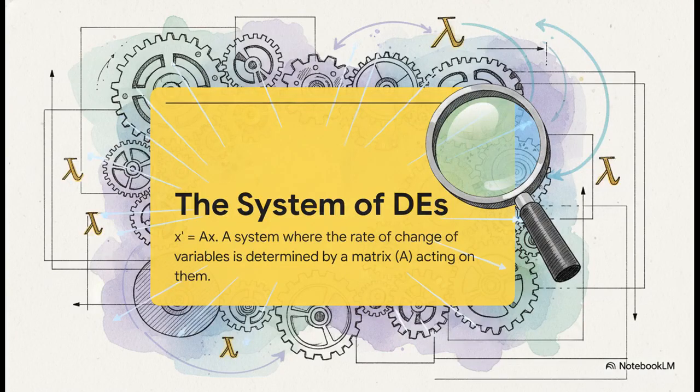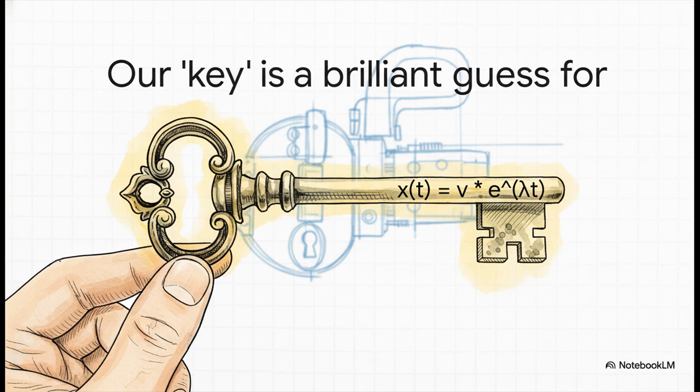Okay, so let's get on the same page. What exactly is our locked door? It's this, a system of linear differential equations all bundled up nicely in matrix form as x prime equals Ax. All this really means is that the rate of change of our variables is just based on their current values, all mixed together by that matrix, A. And here it is. This is our key. We're going to make a really smart guess. We're going to bet that the solution looks something like this, a constant vector v multiplied by e to the lambda t. Now, right now, we have no idea what v or lambda are, but they are the secret sauce.